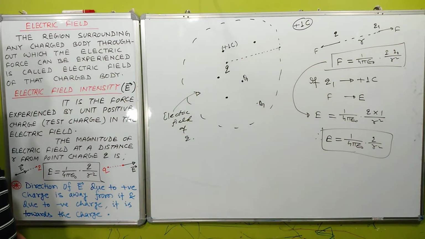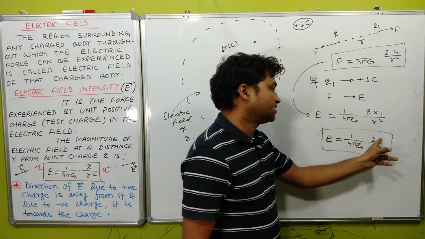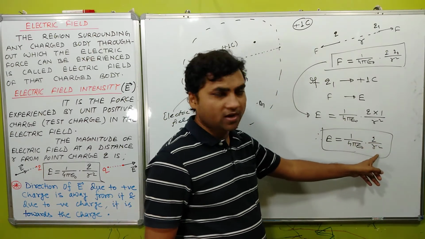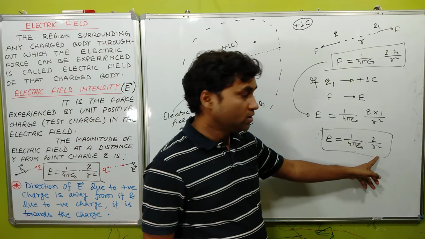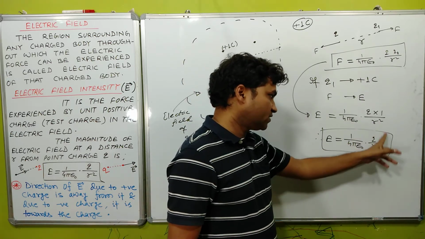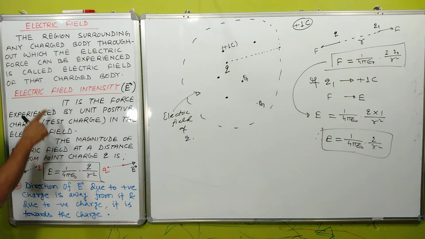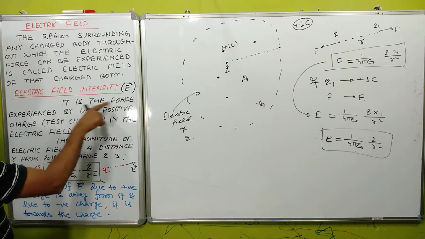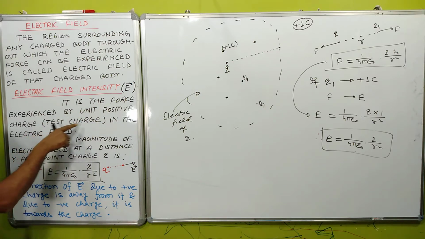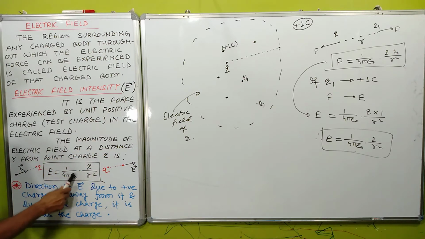Okay, this is a very important formula, student. You have to remember this: due to any point charge small q, at a distance small r from that point charge, the value of electric field is 1 by 4 pi epsilon naught into q by r square. The same thing is written here. Electric field intensity, what is this? It is the force experienced by a unit positive charge, also known as test charge, in the electric field. The magnitude of electric field at a distance small r from point charge small q is this formula.